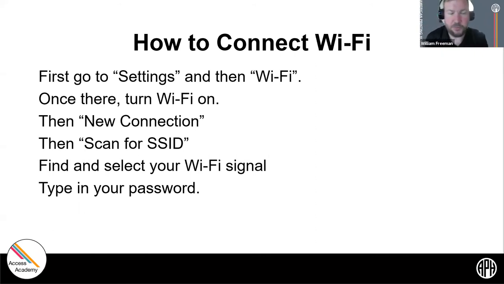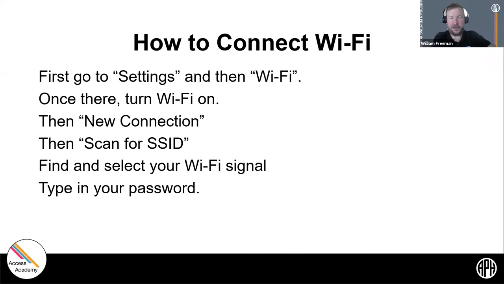The first thing will be Wi-Fi, and you'll want to turn it on. It'll be off by default to preserve battery, but go ahead and turn it on. Then you'll select New Connection. Then you'll select Scan for SSID. The SSID is your Wi-Fi. I like to pretend that I'm funny, so my Wi-Fi name is actually Hidden Network. So I would find Hidden Network and select it.